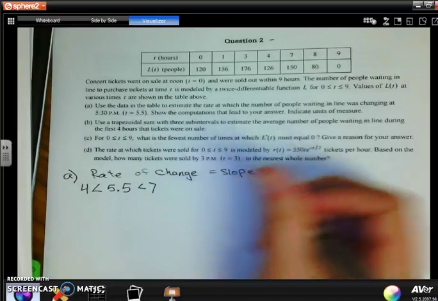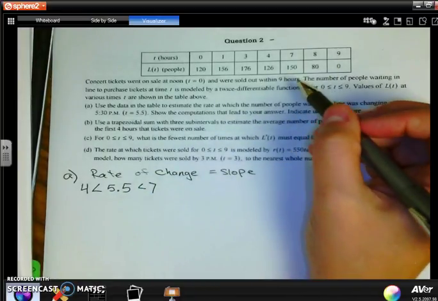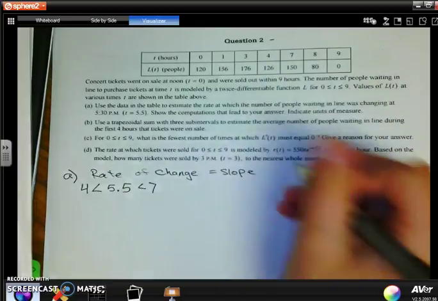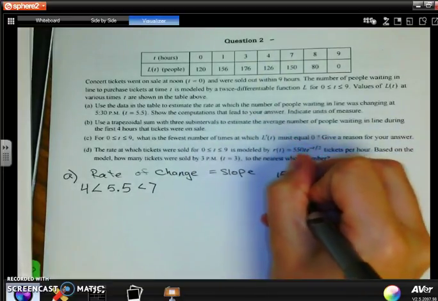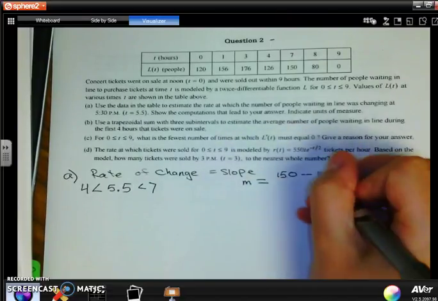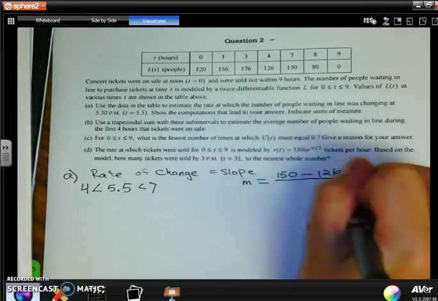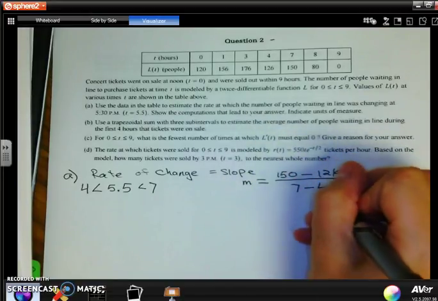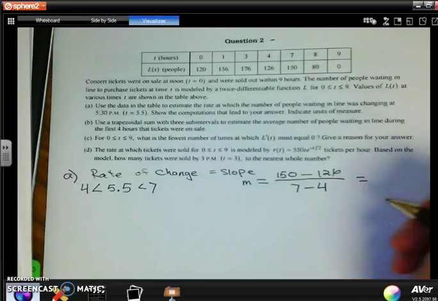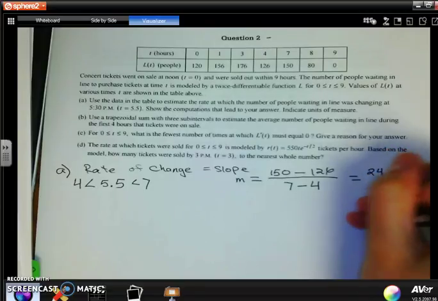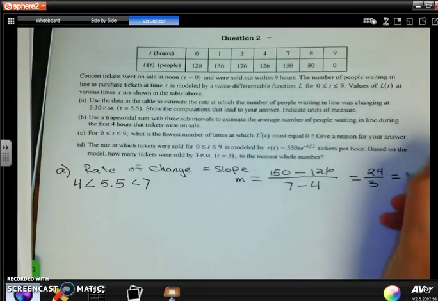All right, so let's see. Remember your slope formula, y2 minus y1. So y2 minus y1. So that means I'm going to have 150. So my slope equals 150 minus 126 over 7 minus 4. And again, this is a calculator section, so if you need to use your calculator for that, you can. But when you subtract that, you get 24 over 3, and that comes out to be 8.